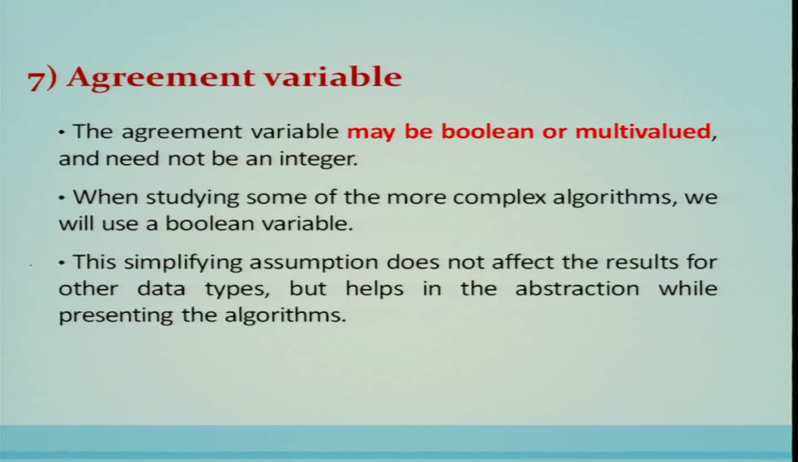Agreement variable. The agreement variable may be boolean or multi-valued and need not be an integer. When studying some more complex algorithms, we will assume it as a boolean variable. This simplifying assumption does not affect the result for other data types, but helps in abstraction while presenting more details of the insight of the algorithm.